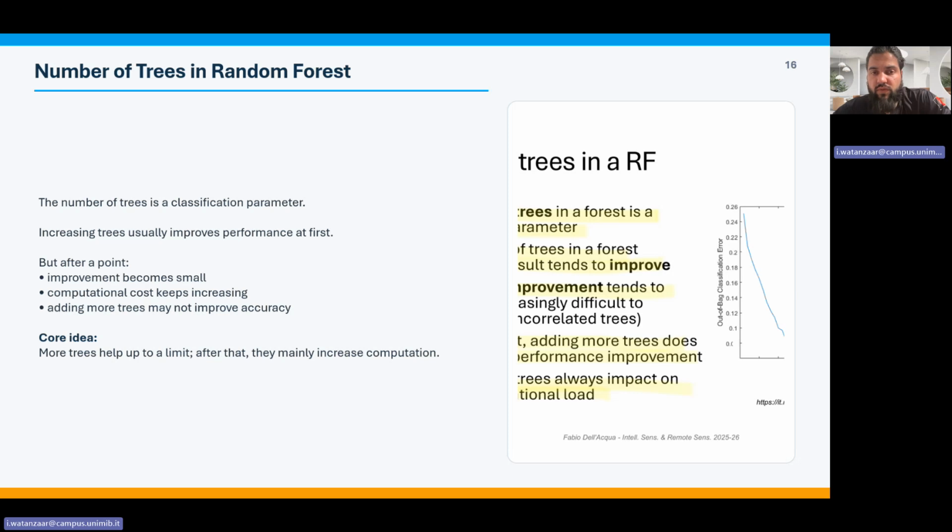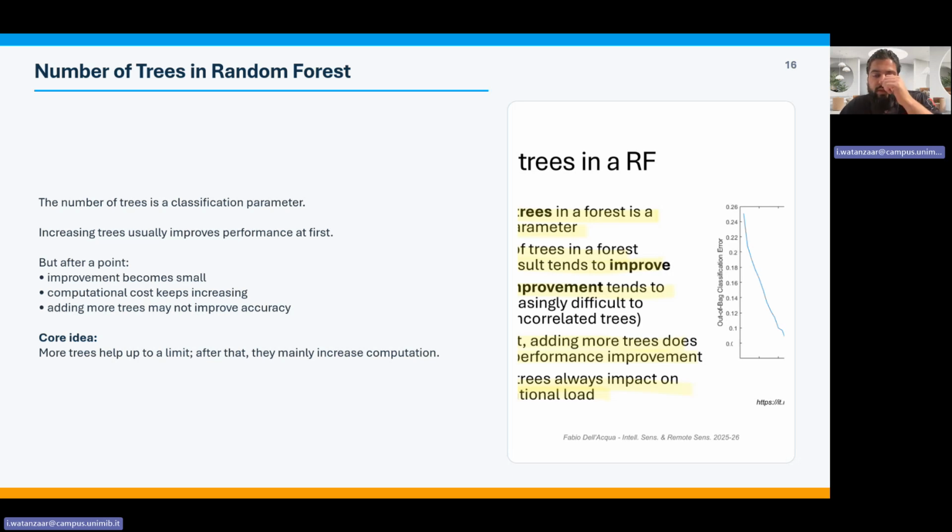Increasing trees usually improves performance at first. Why? But after a point, the improvement becomes small. Exactly. And the reason is also obvious. There is no more change coming from increasing the parameters. By a number of trees, this decision has been made and voted by many trees that it belongs to this class. So if we increase more, automatically we are increasing the computation cost. So computational cost keeps increasing.